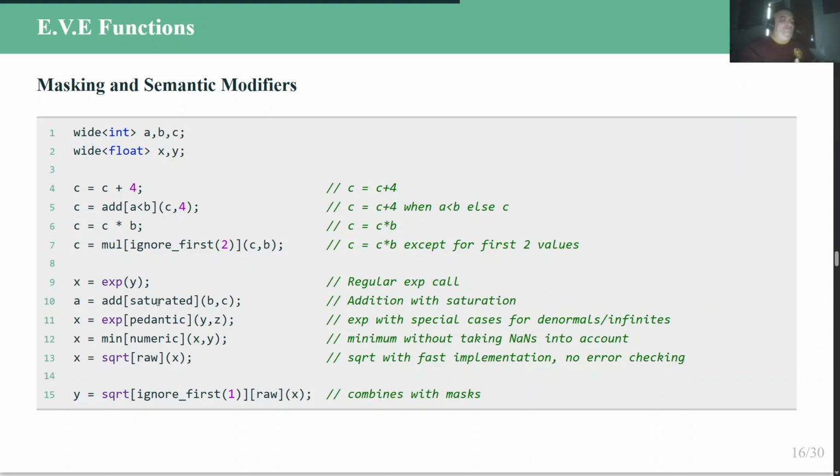You can ask for being pedantic. That means that we are going to handle more special cases than we normally do, in exchange for less performance. So we are going to handle the normals better, we are going to handle corner cases better, we are going to get as much precision as the standard could get and whatnot. You can also ask for a function to be called numerically, which means that we are going to ignore NaNs. If you have a NaN, we return the other values.